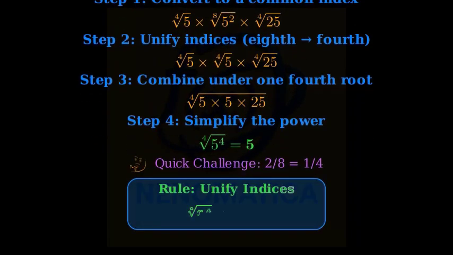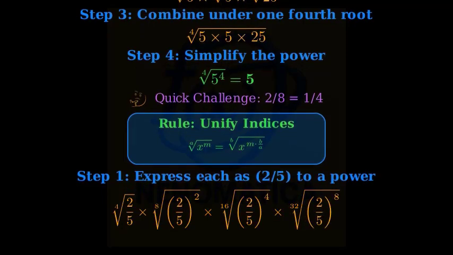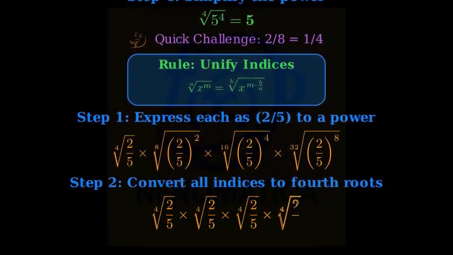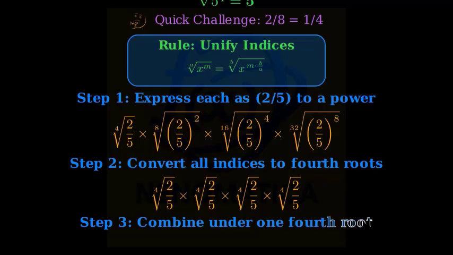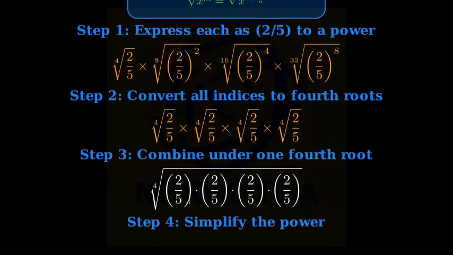We again use the radicals, exponents bridge, and convert every factor to a 4th root. Write each fraction as 2/5 to a power, noticing that negative 2/5 to the 8th equals 2/5 to the 8th. Convert all indices to 4th roots. Combine the 4 identical 4th roots into 1. Finally, the 4th root of 2/5 to the 4th equals 2/5.